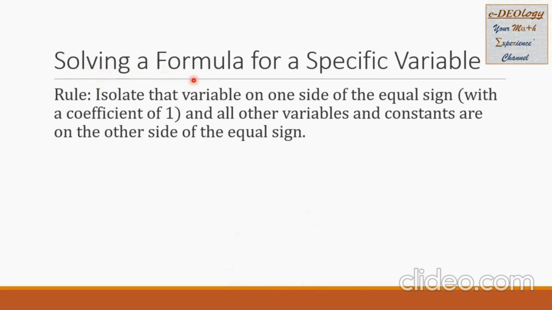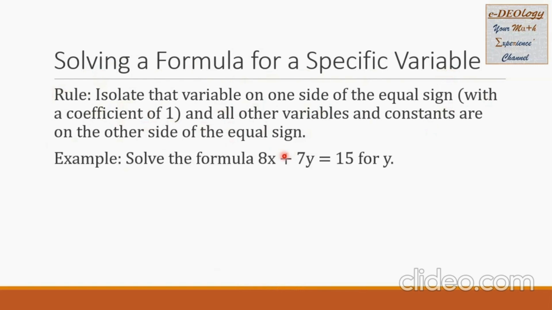Now, solving a formula for a specific variable. The rule is isolate that variable on one side of the equal sign with a coefficient of 1, and all other variables and constants are on the other side of the equal sign. Let's have an example. Solve the formula 8x plus 7y equals 15 for y. So we will solve for y.